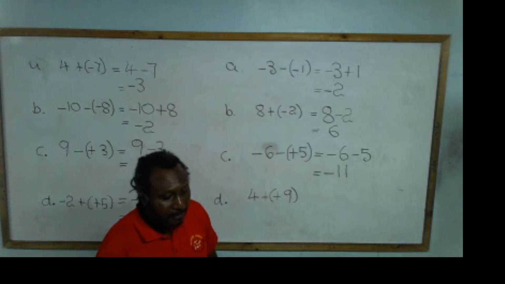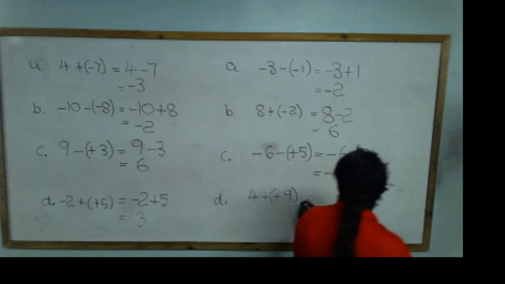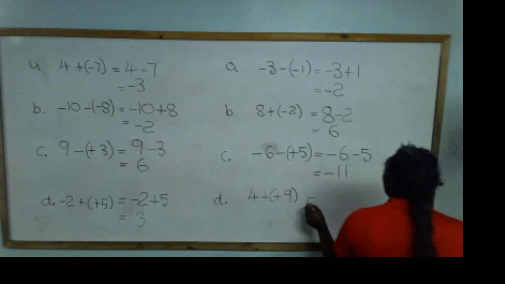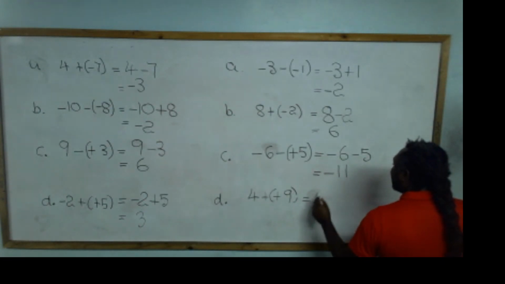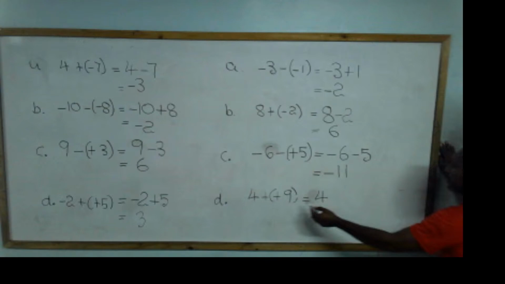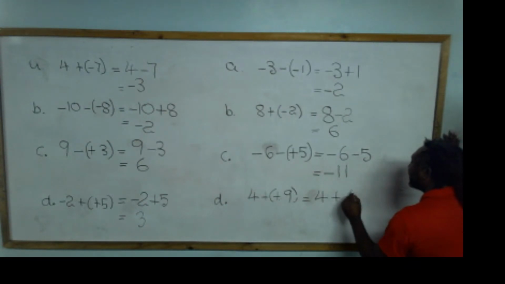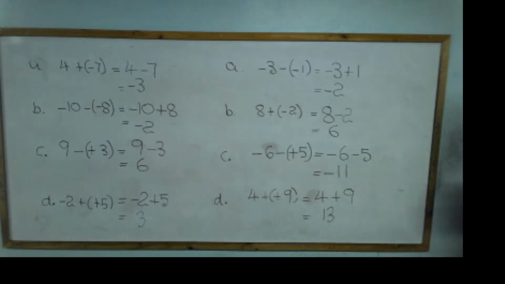Let's move on to the next one. No one can get this one wrong. The 4 goes back. These two signs are like signs, so you replace them with a single positive sign. There's no one who can get that one wrong.